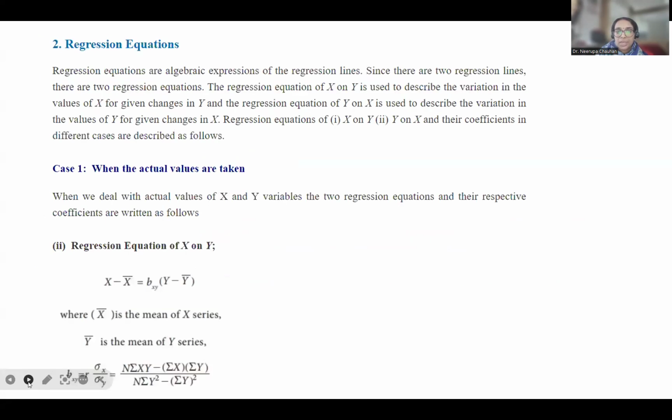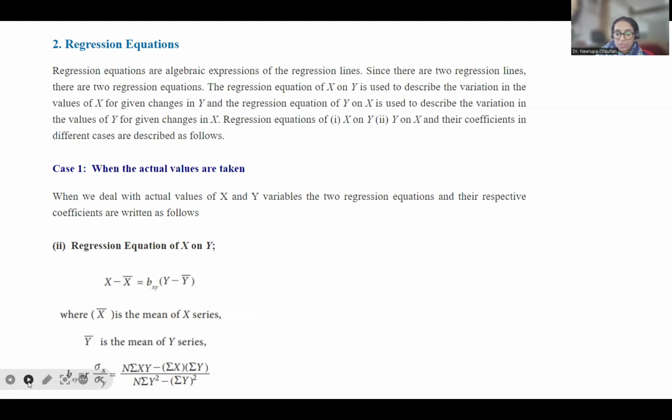Regression equations are algebraic expressions of regression lines. Since there are two regression lines, they are called two regression equations. One is x on y and the second is y on x. So x on y is how much the change in x has an impact on y, and vice versa. When we talk about the regression equation of x on y, we say x minus x bar is equal to bxy into y minus y bar, right?